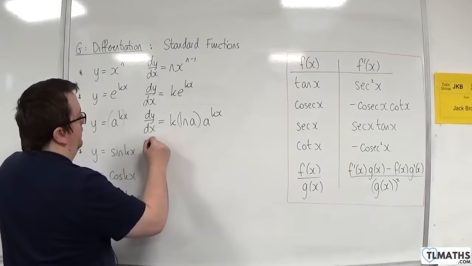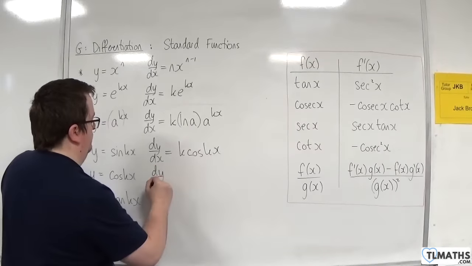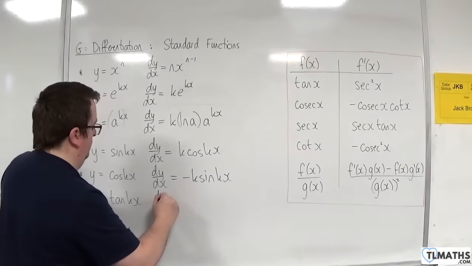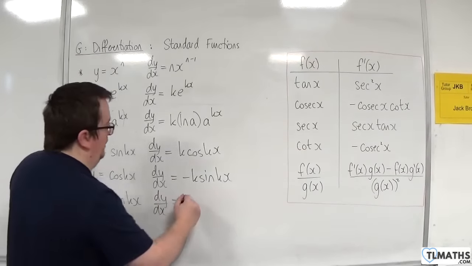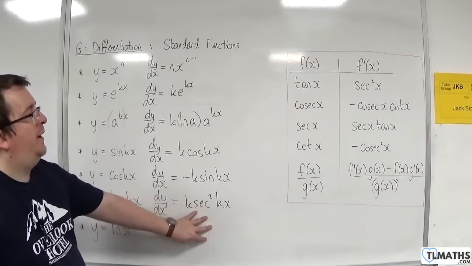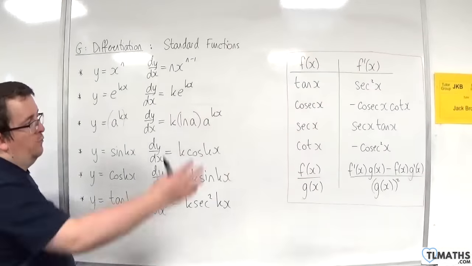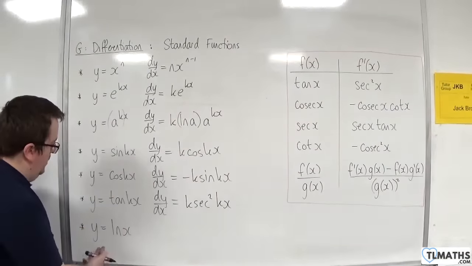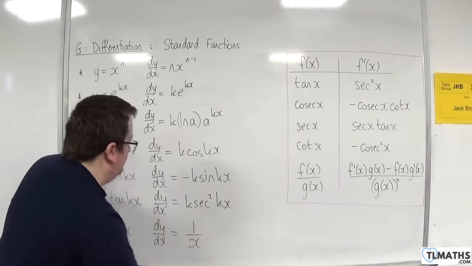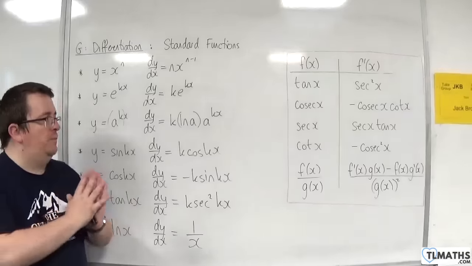Y equals sine of kx is going to be k cosine of kx. Cosine of kx gives minus k sine kx. Tan of kx is k sec squared kx. Now, if you ever forget that tan x differentiates to sec squared, in the AQA formula booklet, you're given it. Okay, so this is what's given to you in the formula booklet for AQA. I'll run through that in a little bit more detail in a moment. Y equals natural log of x, dy by dx is 1 over x. Okay, so you should know all of those like that. You should be comfortable with all of those.